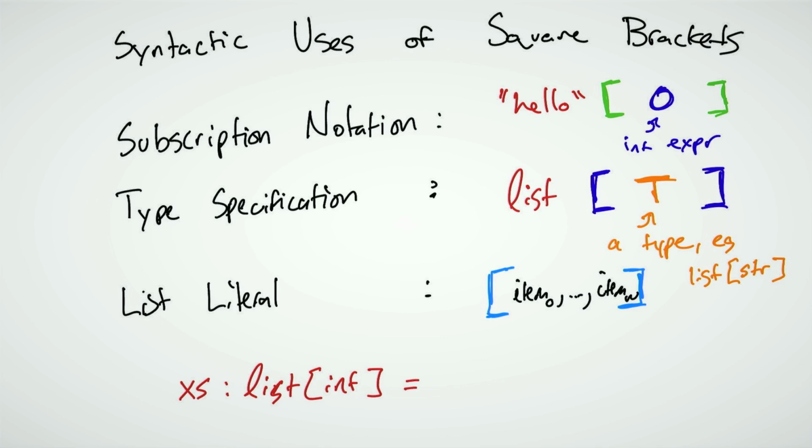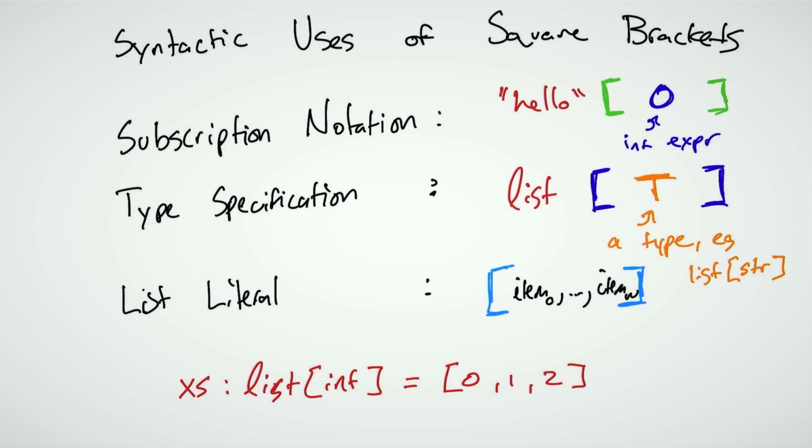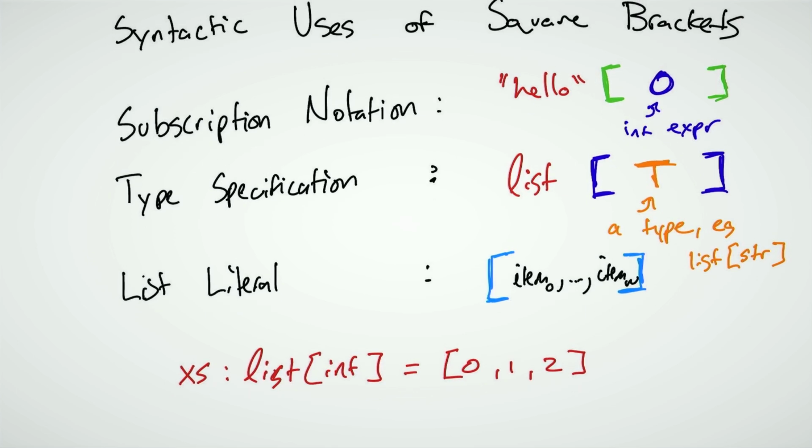We can say x of 0, 1, and 2. This has two uses. Which two are these? Well, if we were to break this down syntactically, this is the type, and this is the list literal. How would we use subscription notation here? Well, we'd have to do something so tricky that I don't want to show it to you. So let me show you a different line that has two additional uses all in one.